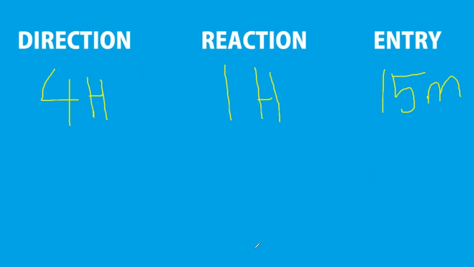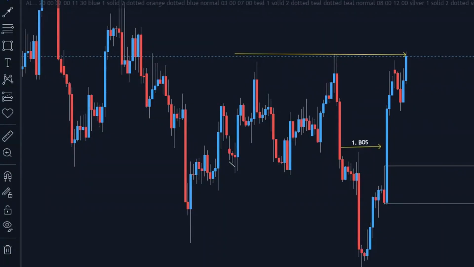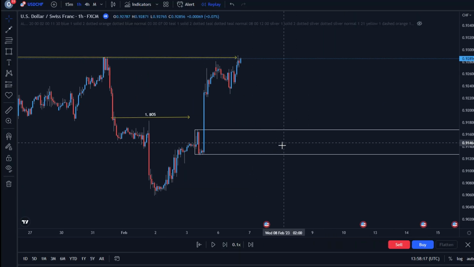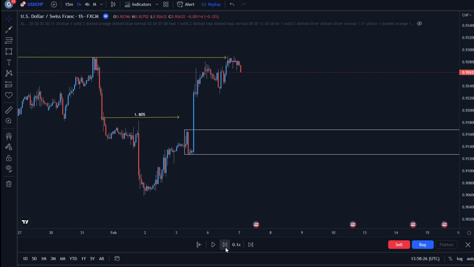So the first step is the 4 hours where we marked our order block. Done. Now we go to the 1 hour and we are waiting for price to come to this area and have a reaction. The 1 hour is the reaction zone, okay? So all of this, you do nothing.